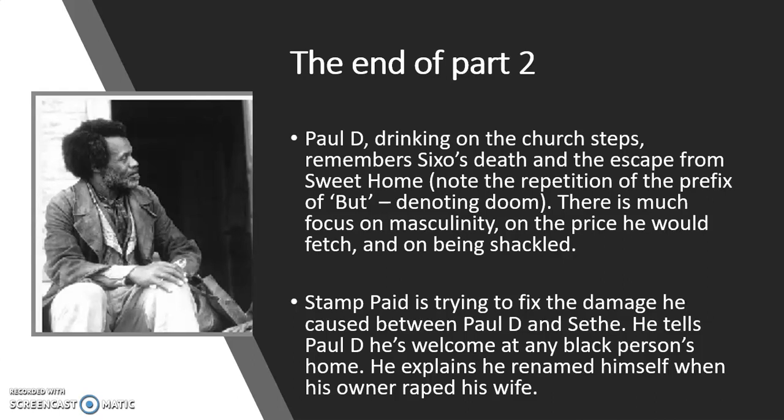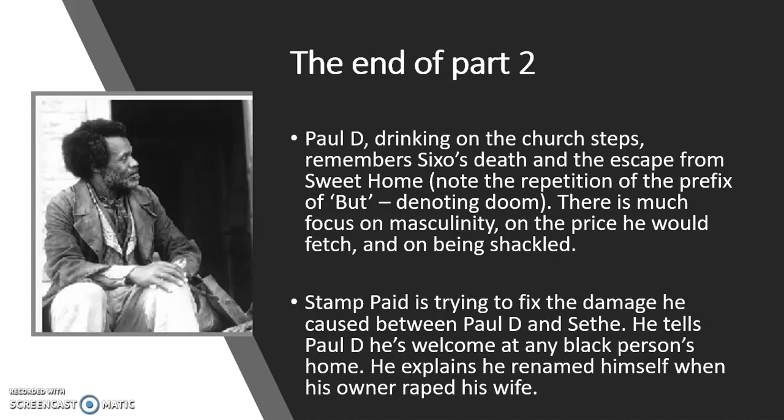Okay, so the rest of part two then ends with Paul D drinking on the church steps. He remembers Sixo's death and the escape from Sweet Home. Really exciting bit, that, isn't it? Really well structured, really high tension, partly because of that repetition of the prefix but, which gives us this sense of impending doom.